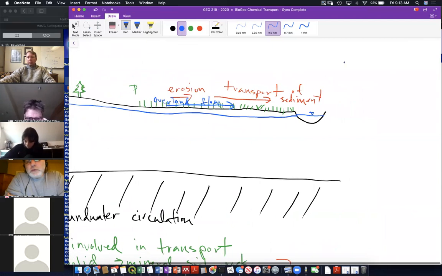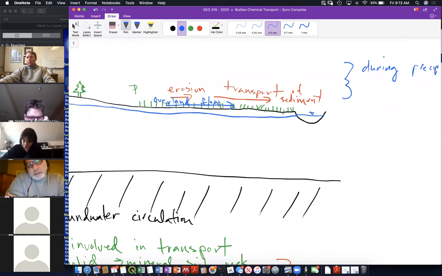Could be snowmelt or something like that. Or would you still consider that precipitation? No, that's different. So snowmelt. Sam mentioned one already where we get large areas of overland flow, and that would be flooding.